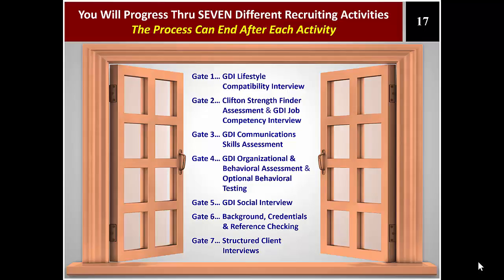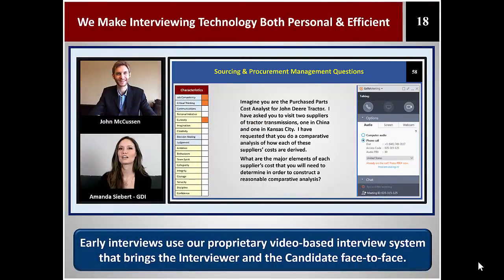So usually what happens when we put the 3 or 4 candidates in front of the client, they're pretty amazed at the quality of all of them. But still, they usually only select one for the job. So the first several interviews are all video conference interviews. So we try to make interviewing technology both personal and efficient.